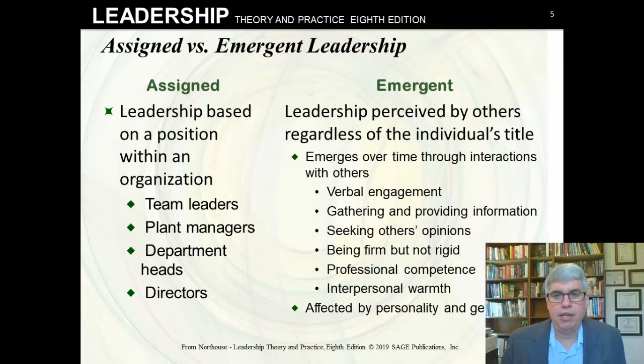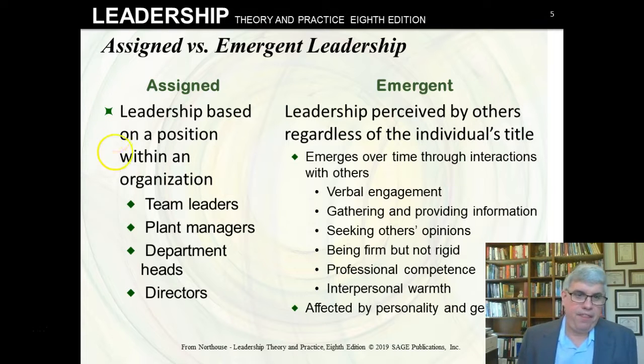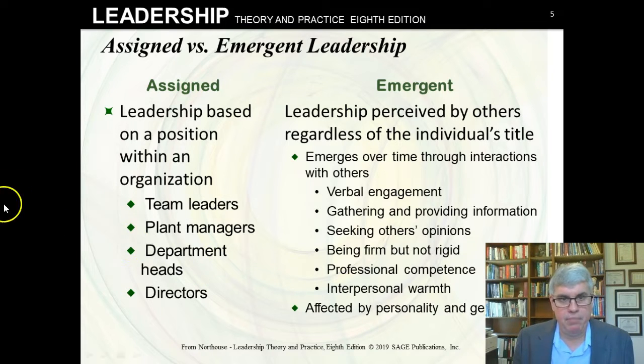Now, there are a couple of concepts that are important to understand about leadership, a couple of distinctions, and the first one is the idea that there's assigned leadership and emergent leadership. Assigned leadership is leadership that's based on a position within an organization. People are assigned a position by somebody who has some other type of authority, and this could be something like a team leader, a plant manager, a department head, a director, a CEO, somebody that's assigned some type of position.